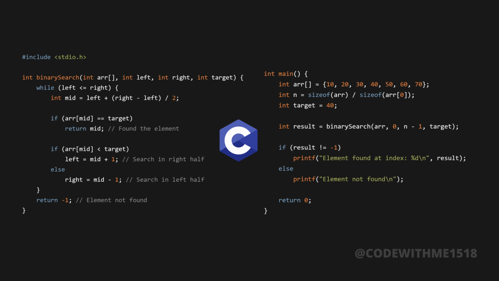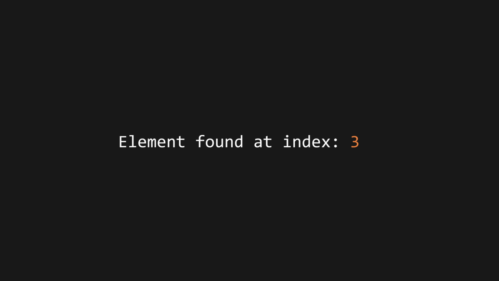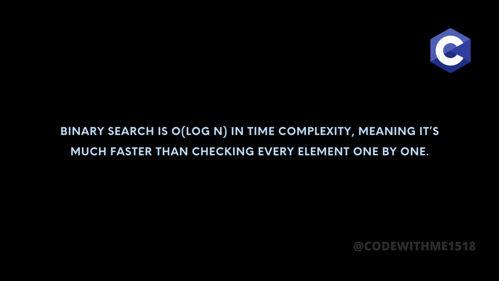If we run this program with the target value 40, it quickly finds and returns element found at index 3. Binary search is O(log n) in time complexity, meaning it's much faster than checking every element one by one.